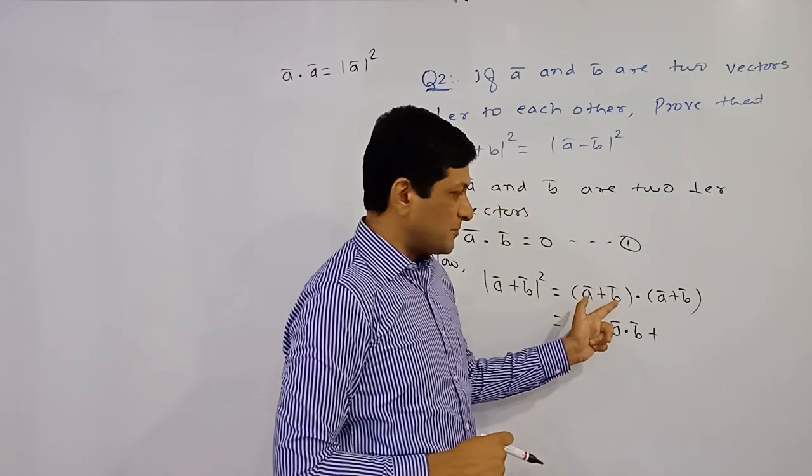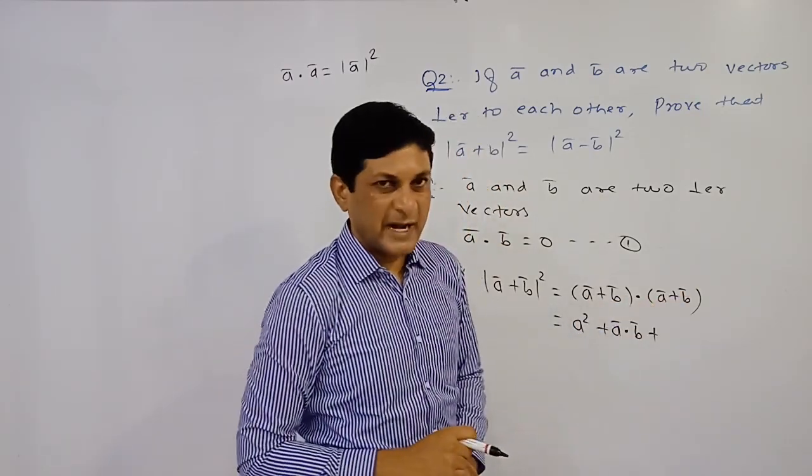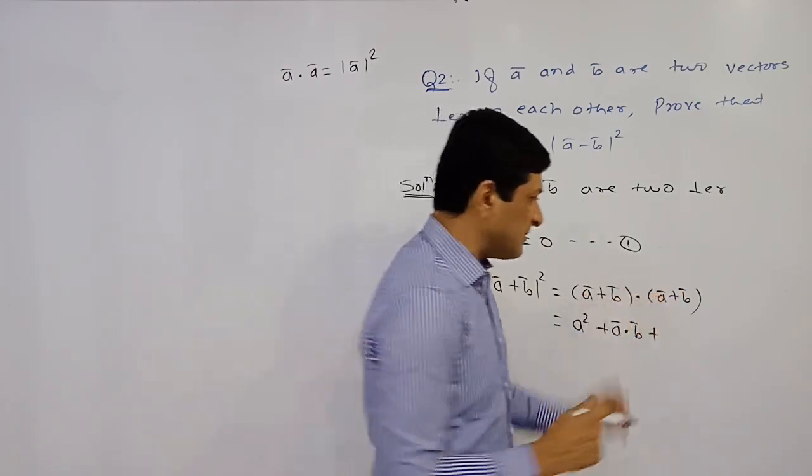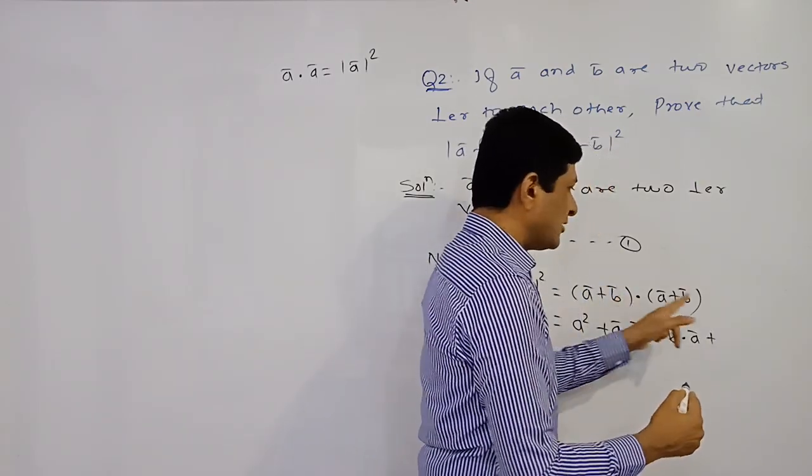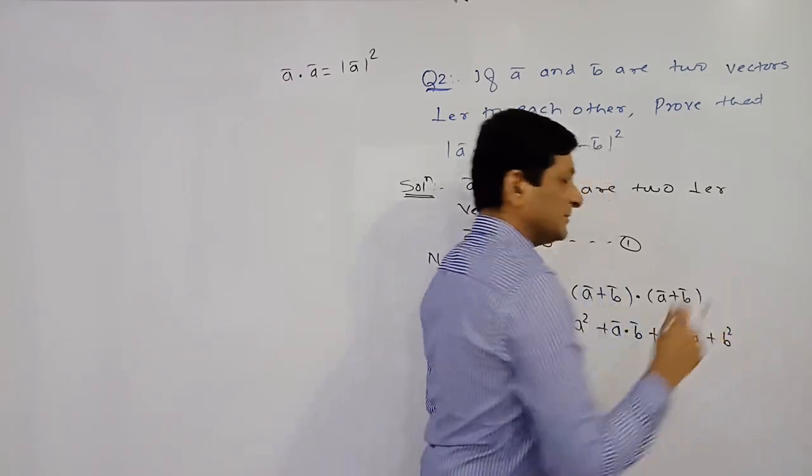Plus, now we are taking the dot product of b bar with both the terms in this bracket. So what will we get here? The first term will be b bar dot a bar, plus b bar dot b bar, which is equal to b square.